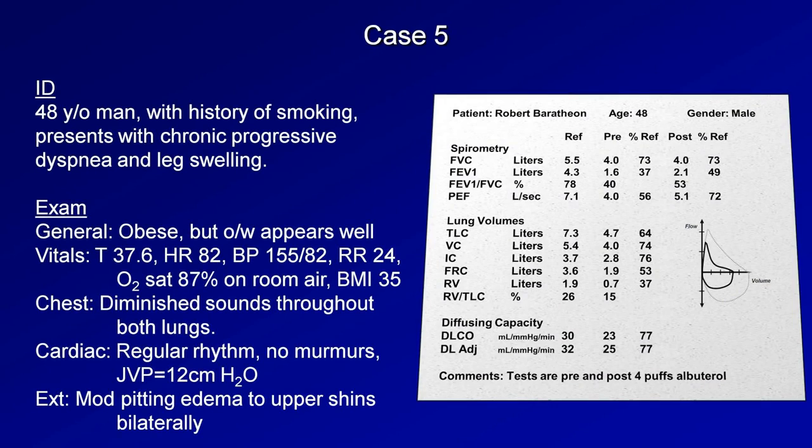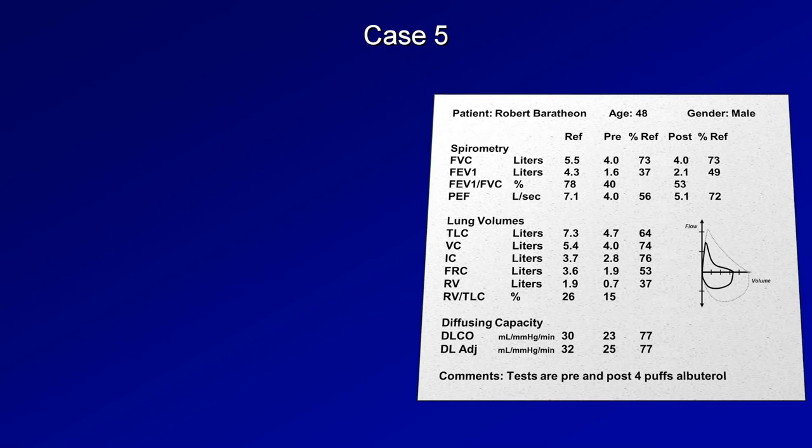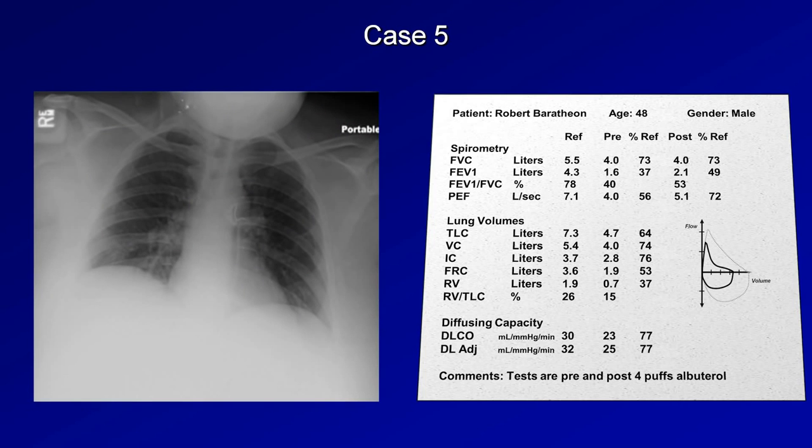And here's the final case. A 48-year-old man with a history of smoking presents with chronic progressive dyspnea and leg swelling. On exam, he is obese with a room air saturation of 87% and body mass index significantly elevated at 35. He has diminished lung sounds, elevated JVP, and moderate bilateral pitting edema in the legs. And the chest X-ray.